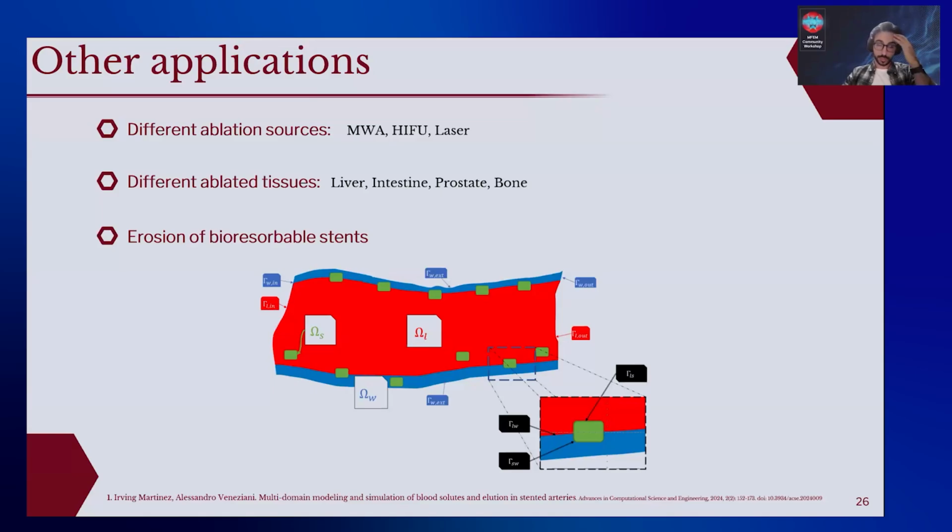This is also a problem from our group on erosion of bioresorbable stents. It looks different, but conceptually it's the same because you have three domains, the lumen, the wall, and the strut. In the lumen, you solve Navier-Stokes, and in each domain, you solve essentially an advection diffusion reaction equation similar to our heat transfer one, coupled with domain decomposition.